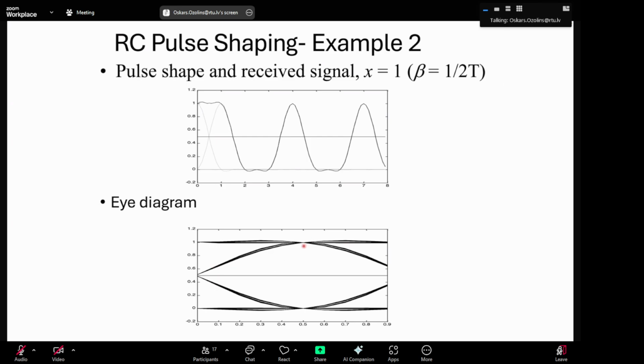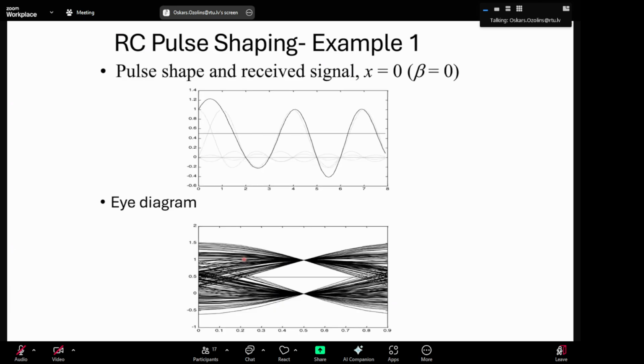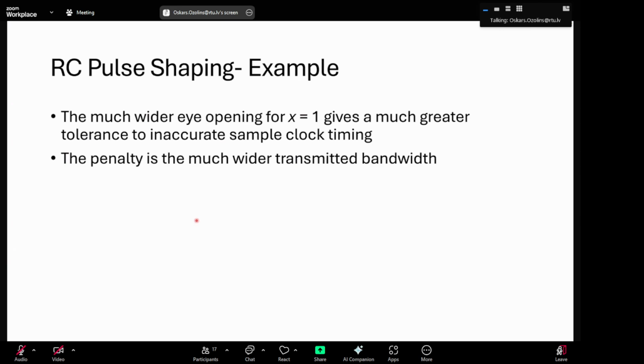The amplitude here is also higher, and you can see that the system has more bandwidth to accommodate this type of pulse shape. Of course, you can do this, and this is what is done in practical systems, getting this pulse shaping in limited systems, but the problem is that the timing recovery is critical. That is the penalty as well. You can have an inaccurate sample clock timing.